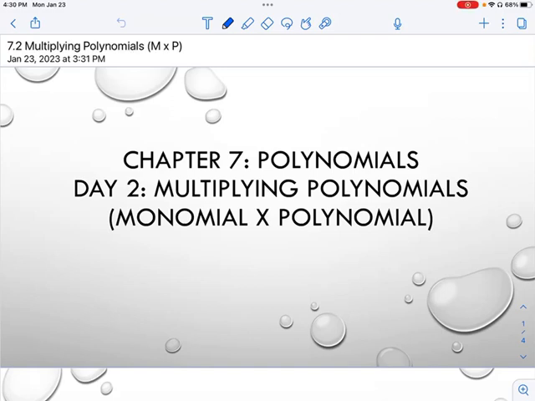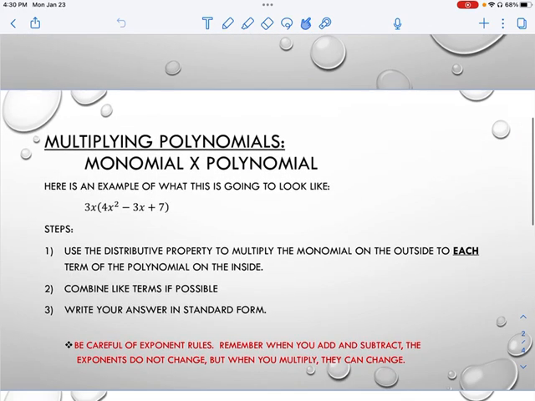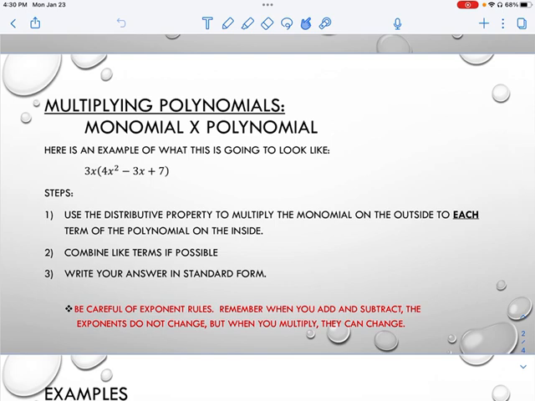All right, we're back in chapter 7 with polynomials, but today we're going to start in on the operation of multiplying polynomials. And we're actually going to work on multiplying a monomial times a polynomial. So that would be one term times something with more than one term. What we're going to be doing kind of looks like this. It'll have a monomial on the outside, and it'll have a grouping with 2 or 3 or 4 or whatever terms inside.